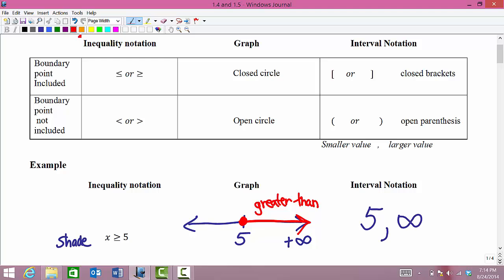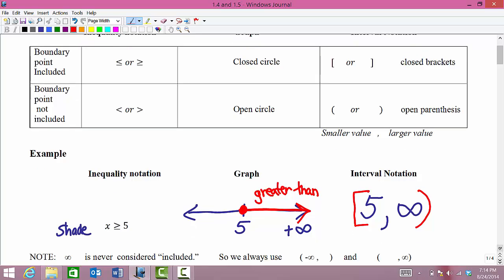Now how do we say that 5 had a closed circle on my graph? What we're going to do is, if we have a closed circle on my graph, then we're going to use a closed bracket there next to the 5. Infinity is always parentheses. We never can actually include infinity as a solution. As a concept, infinity goes on forever, so we will always put an open parenthesis next to infinity.